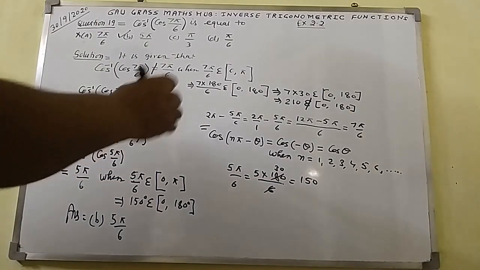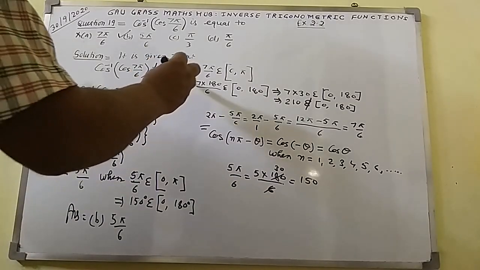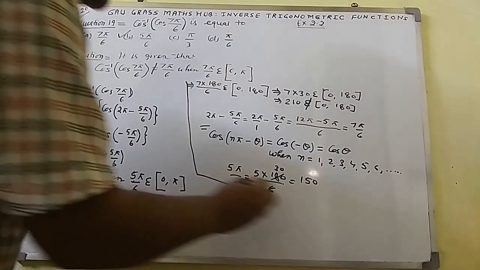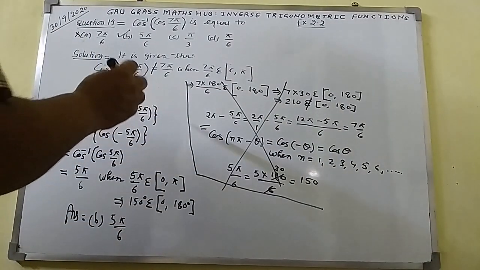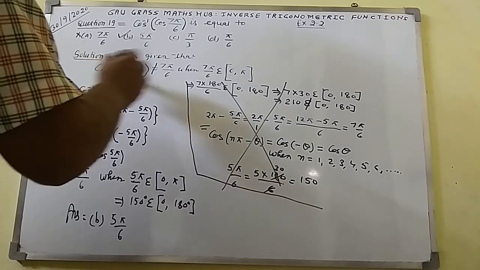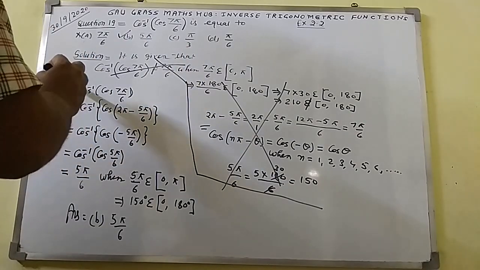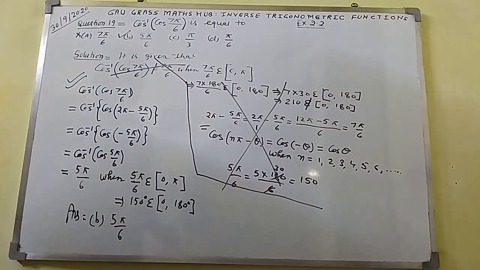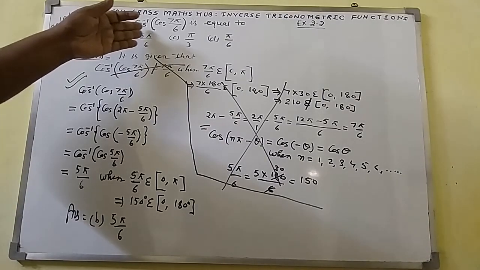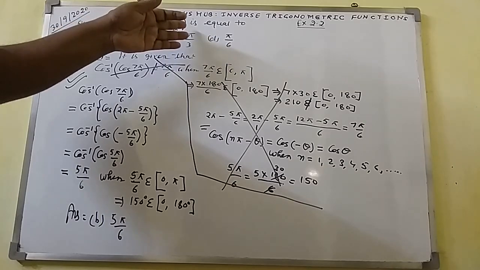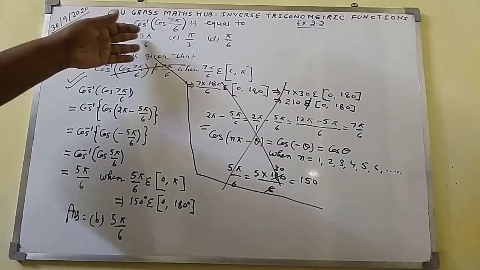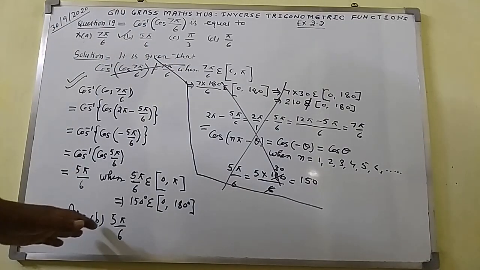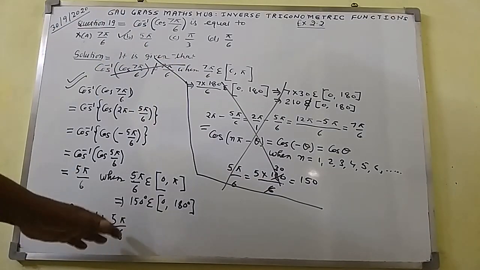These are the concept and formula you can cross. This is the rough work, you can cross it. This is also rough work, you can cross it. The original question will start from here. This is the complete solution of question number 19, cos inverse cos 7 pi by 6 is equal to option B, 5 pi by 6. Answer B is correct.